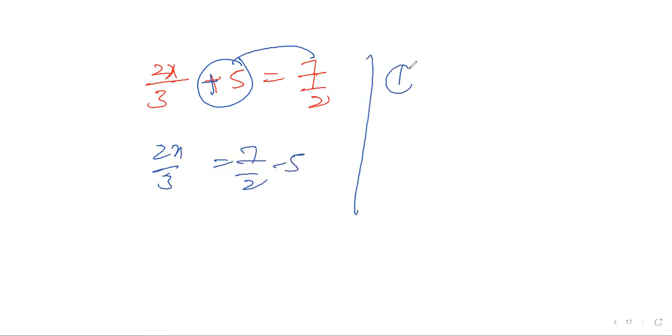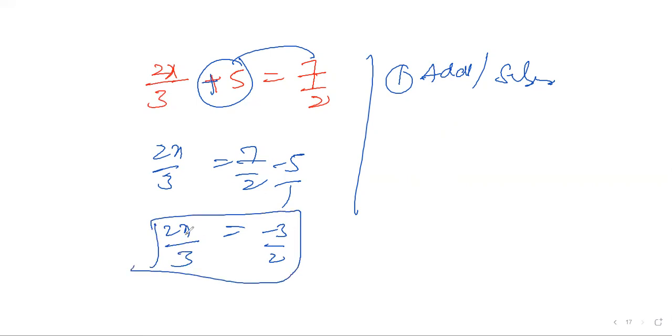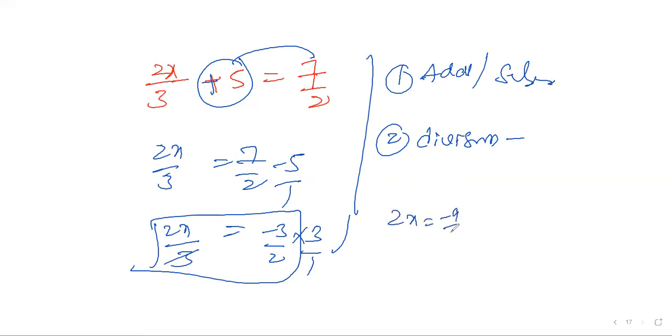First priority is addition or subtraction. First do it. So I did it and got the answer, 5 twos are 10, minus 3 by 2. Some students ask, sir, can I shift the 3 first? Can I shift the 2? You can shift any one, but for the easiest procedure, the second thing is division. Division terms you can do first. So the 3 is sent across by multiplication. So the answer is 2x is equal to minus 9 by 2.